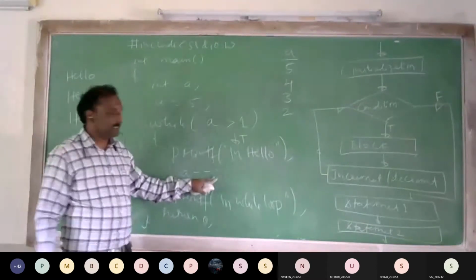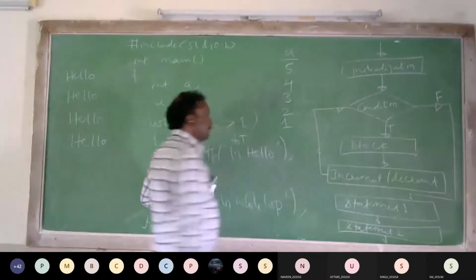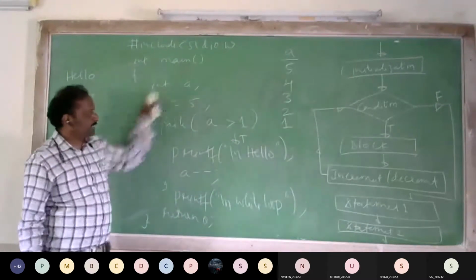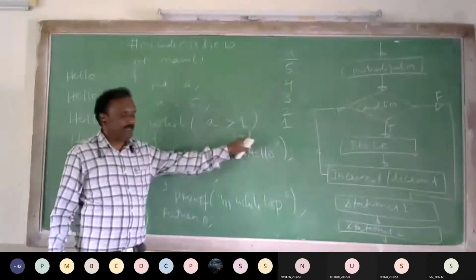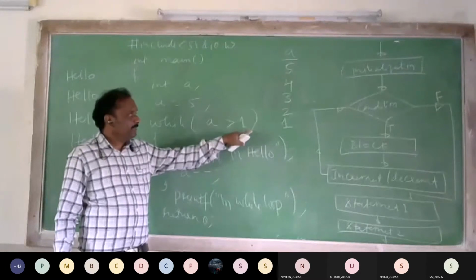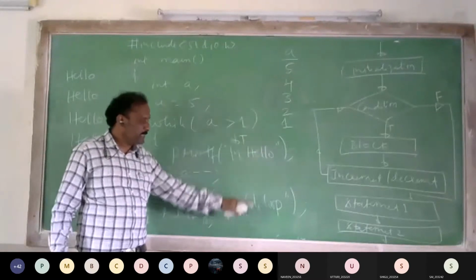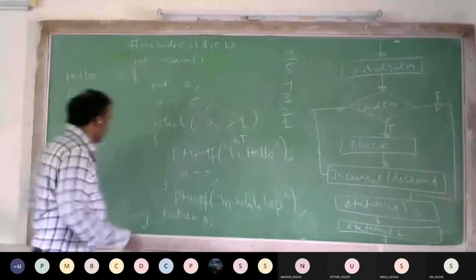Again a is equal to a minus 1. So 2 minus 1 is 1. Again test the condition. 1 greater than 1? False. False means come outside. So it will print while loop.